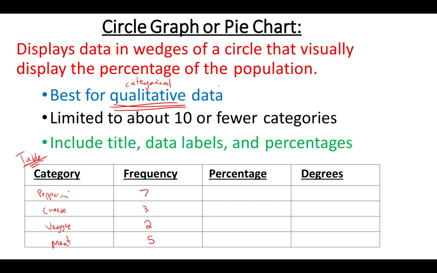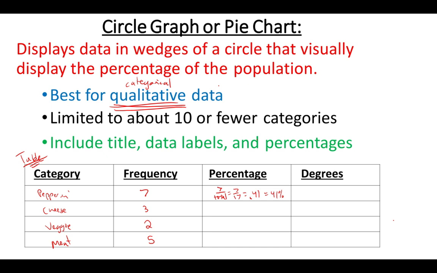We would calculate a percentage next. So we're going to do the frequency divided by the total. In this case, we've got 17. So this would be 7 over 17. And you're just going to compute this as a percentage. So that is 0.41, let's round it there, which equals 41%.